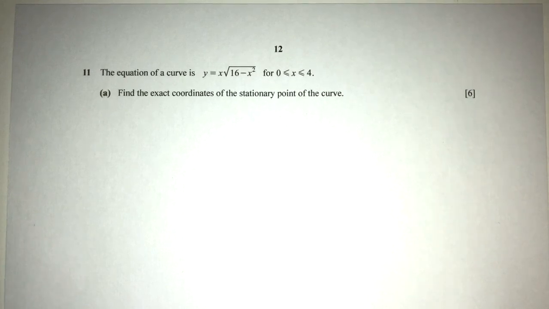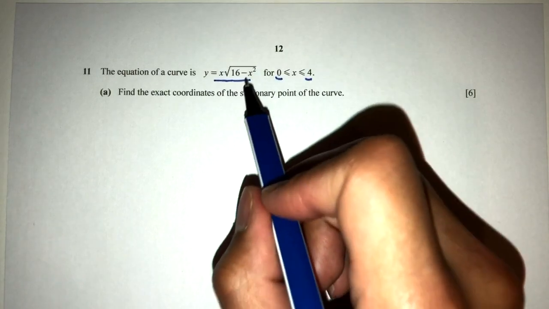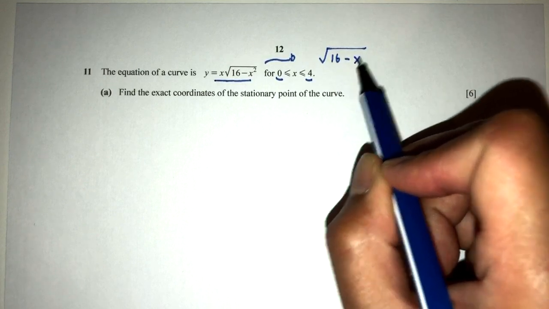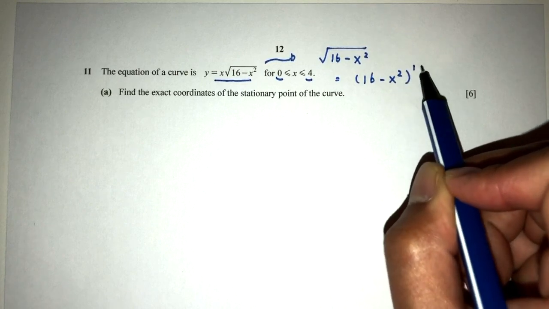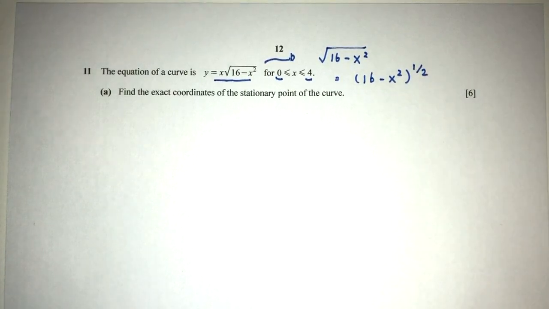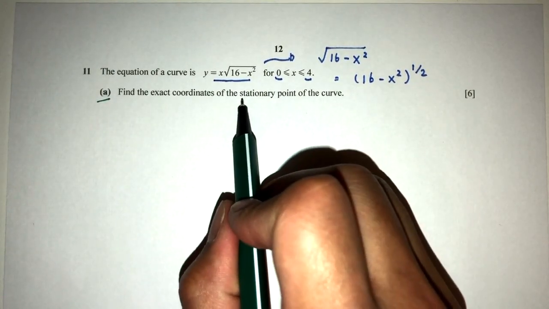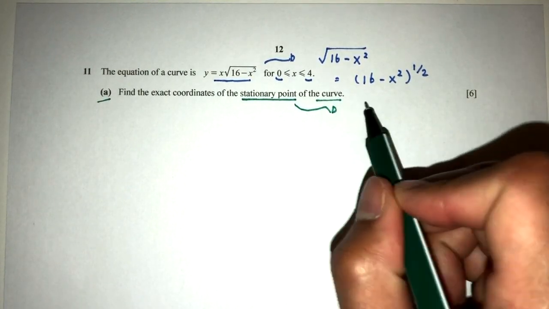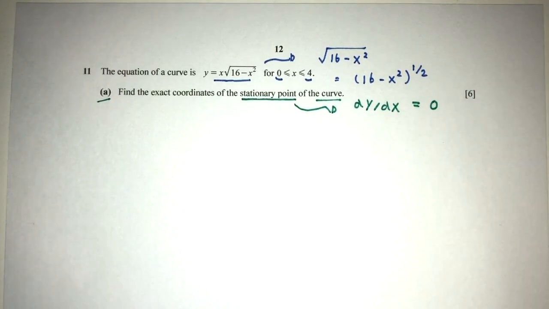So here we have the curve of y equal to this, right, between the value of 0 and 4. Now, first thing first, we can simplify this to what? What is root of 16 minus x squared? That will be 16 minus x squared power half. Okay, that's something we must know. Now, part 1, we have to find the exact coordinate of the stationary point of the curve. Now, whenever you see this, we know that we are trying to find dy by dx equal to 0. That's the main idea we have to think about.